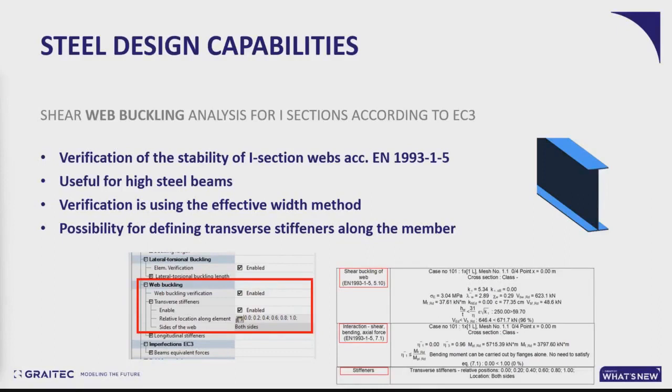As these analyses can consider the existence of transversal stiffeners, for this we can now define positions of such stiffeners along a member. The method implemented for calculation is the effective width method. Just a comment: for the next update, we'll also provide the reduced stress method. So both Eurocode methods will be available in Advanced Design.